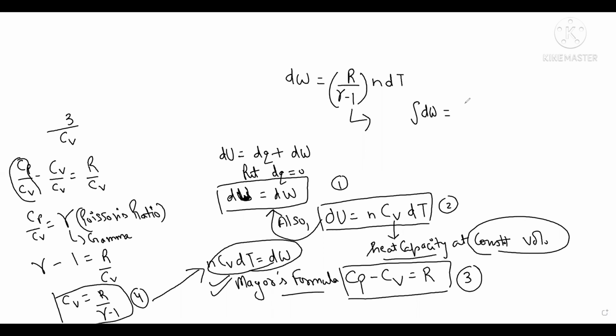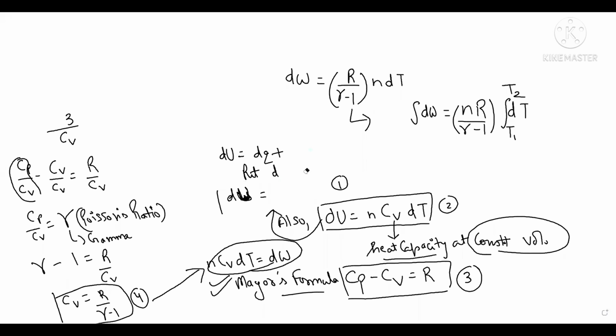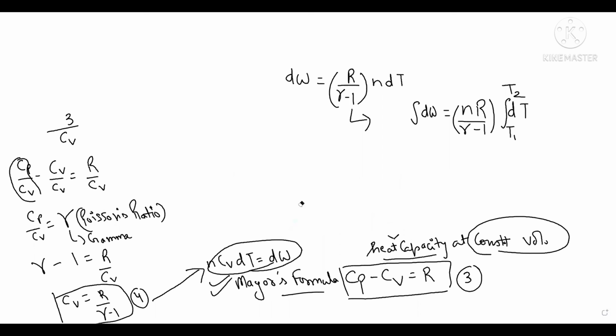So integrating both sides, you will know that nR is constant, gamma is also a ratio, and minus 1 is also a number. So these are all constants, and dT will be integrated, which gives the temperature. Let the temperature change be from T1 to T2. Since this is an adiabatic process, changes in temperature can be there, but there will be no change in heat. dq will be equal to 0, but temperatures can change. In the previous case, temperature was constant. So let us integrate this and derive our answer.